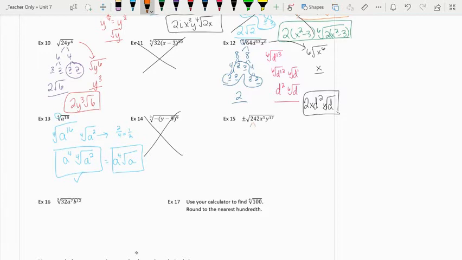Number 15. All right, so we have 242. So I'm going to divide it by 2, which gives me 121. And 121 is 11 and 11. So we're talking square root, so this does give me 11 root 2.